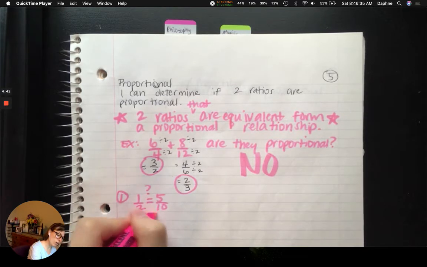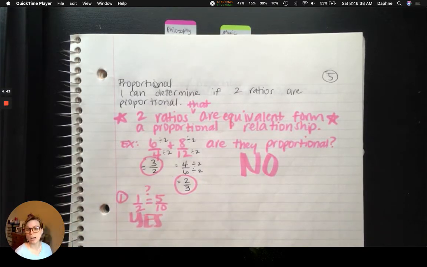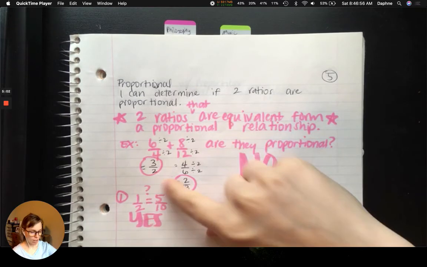Yes. These are equivalent ratios. 1/2 is the same as 5/10. They look different, but they both represent the same amount of pizza. If I have one pizza and I cut it into 2 pieces and I only have half of it, great. If I have a pizza and I cut into 10 pieces and I have 5 of them, it's the same amount of pizza that I'm eating, even if I can say I only had 1 slice when it's half the pizza.